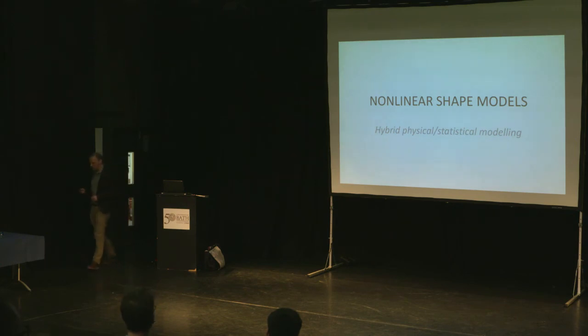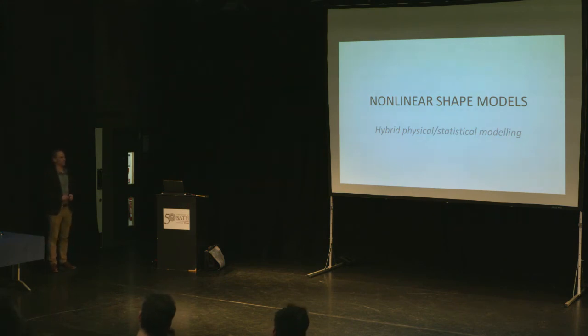OK, so obviously, any questions we will take at the end if we want to come back to the inverse rendering stuff. The last thing I want to talk about is this recent work on nonlinear shape modeling, so addressing the problems that I mentioned at the beginning. And what we're doing here, which I think is quite neat, is a hybrid between physical and statistical modeling.